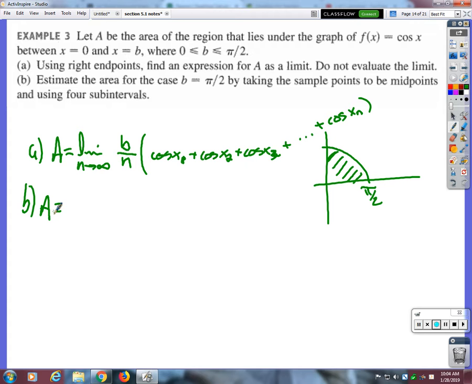So for this one, the area is going to be, what is this number right here? Yep, good, because we're going to do this as our base right here, divided by, how many rectangles do we have? Nope, for B they want us to do a specific number of rectangles, 4, good. So we're going to take that width, pi over 2, and divide it by 4, okay? Estimate the area with 4 subintervals, okay?